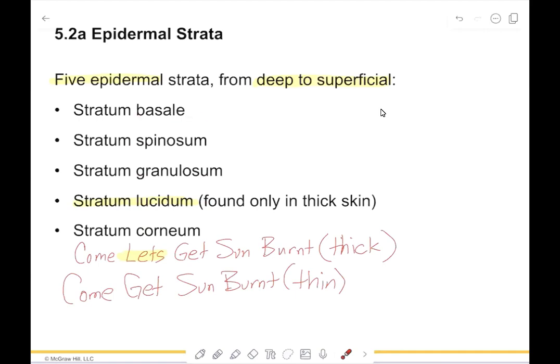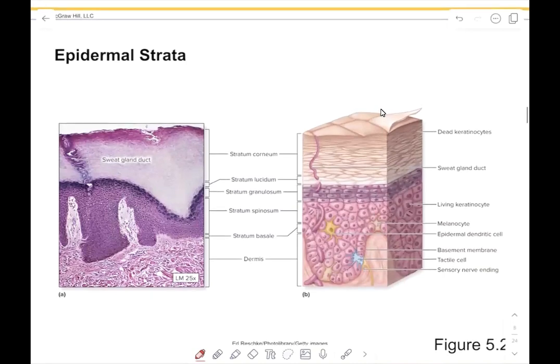But thick skin is only in 2 places in the body. It's found in the palms of the hands and the soles of the feet. When we look at the epidermal strata, this would be an example of thick skin because you can see the stratum lucidum. So that will be the main differentiation. The stratum lucidum is named because it's kind of a transparent layer. So the most superficial layer is the stratum corneum, which is going to be dead keratinocytes.